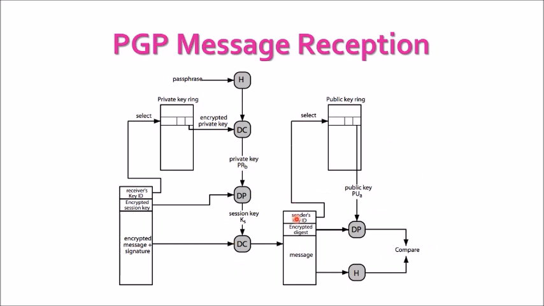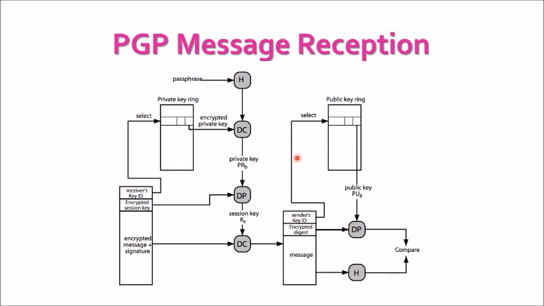This diagram illustrates how these key rings are used in message reception to implement the various PGP crypto services, again ignoring compression and radix 64 conversion for simplicity. The receiving PGP entity performs the following steps. First step is decrypting the message. PGP retrieves the receiver's private key from the private key ring using the key ID field in the session key component of the message as an index. PGP prompts the user for the passphrase to recover the unencrypted private key. PGP then recovers the session key and decrypts the message.